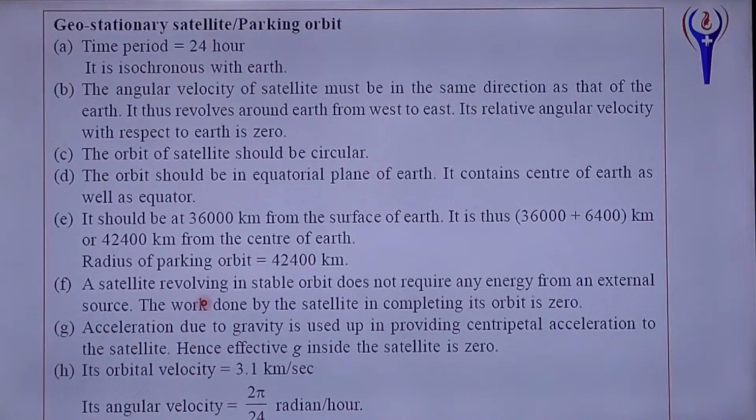A satellite revolving in a stable orbit does not require any energy from an external source. The work done by the satellite in completing its orbit is 0. Acceleration due to gravity is used up in providing centripetal acceleration to the satellite. Hence, effective g inside the satellite is 0. Orbital velocity is 3.1 km per second and angular velocity 2π by 24 radian per hour. Not per second, per hour.